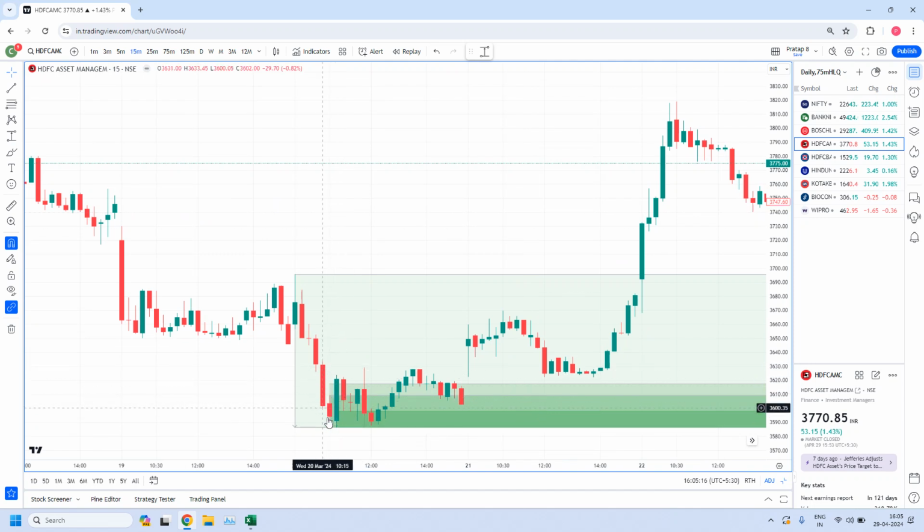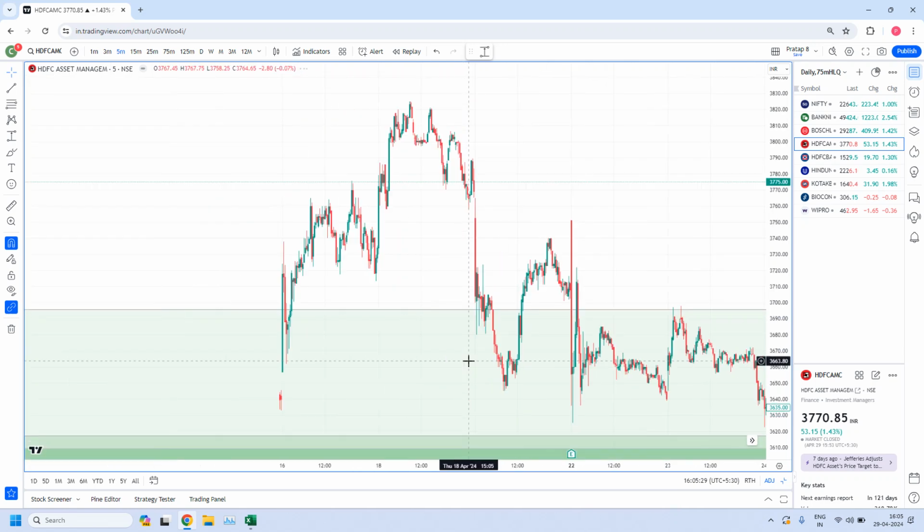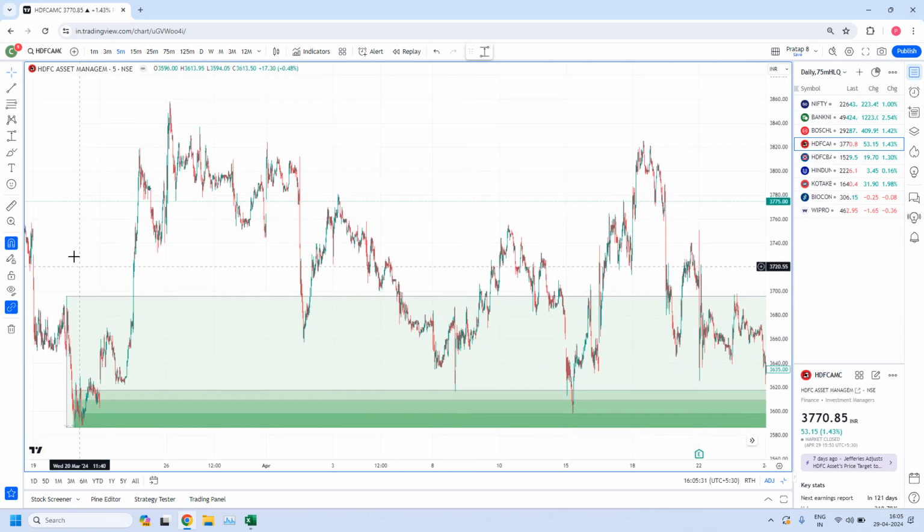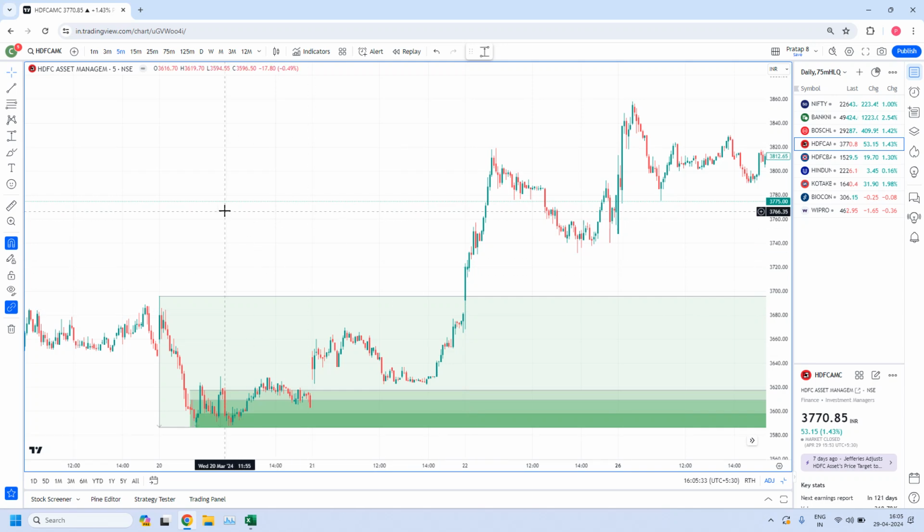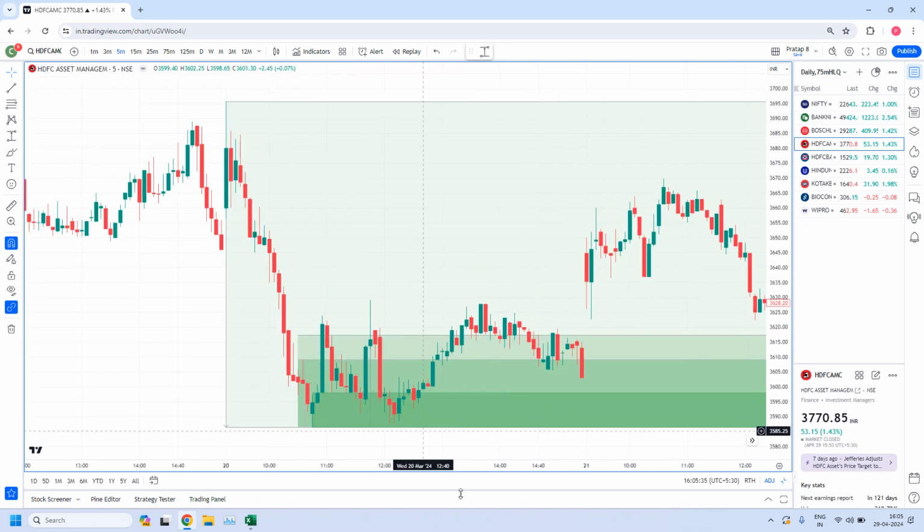We have a drop, we have a base candle, and again we have a rally candle. Drop, base, rally, this is the 15 minute zone. Within this 15 minute zone, again fine-tuned with the 5 minute zone. We have a drop candle, 2 base candles, and again a rally candle. This is the 5 minute zone.